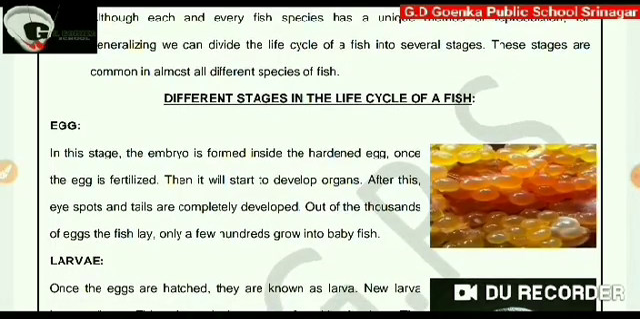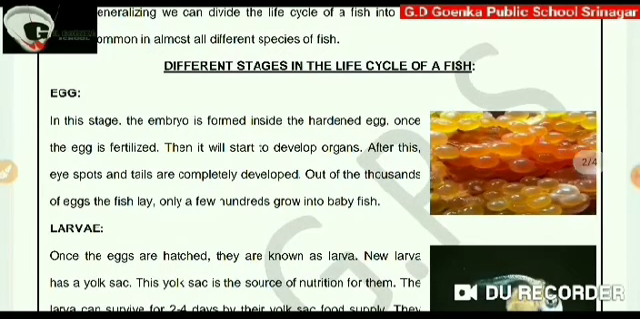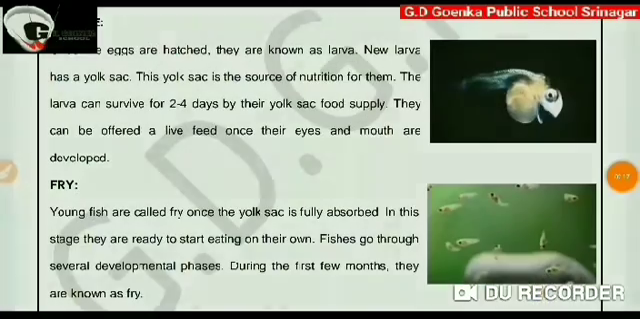In this stage, the embryo is formed inside the hardened egg once the egg is fertilized. Then it will start to develop organs. After this, eye spots and tails are completely developed. Out of the thousands of eggs that fish lay, only a few hundred grow into baby fish.